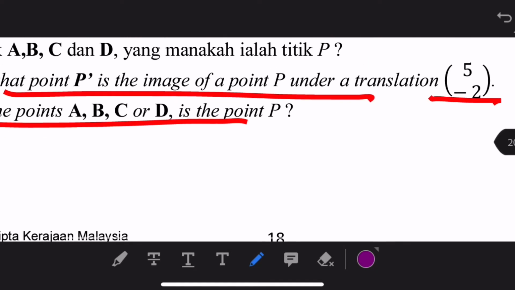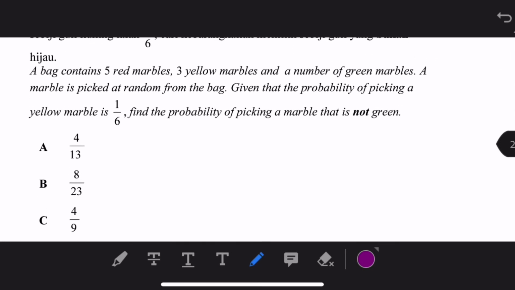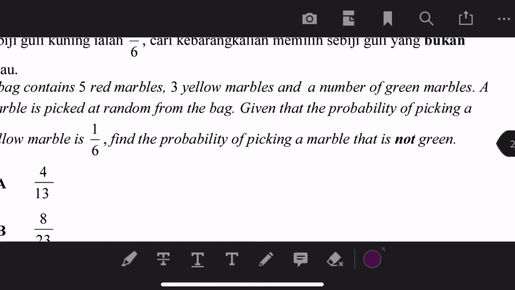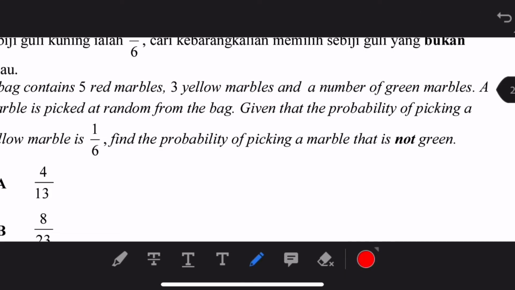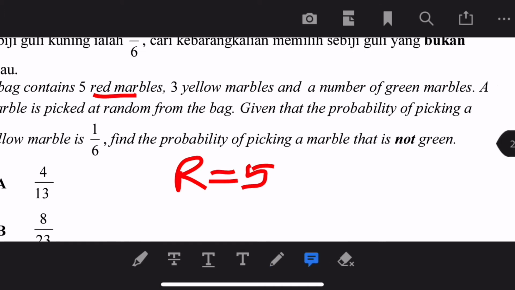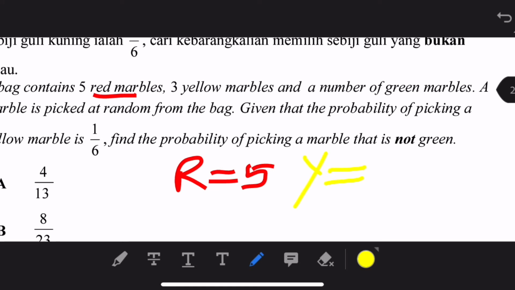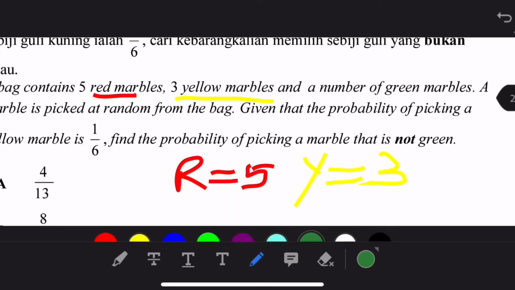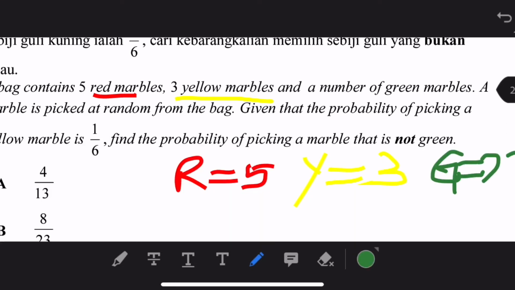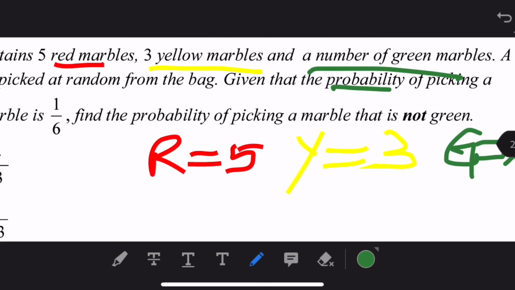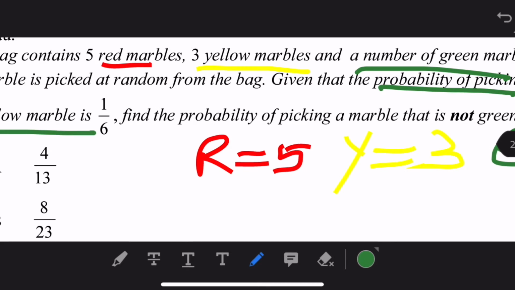Alright, so let's see. Next question is about probability. We have marbles, 5 red marbles. Okay, marble red we have 5. Yellow we have how many? Yellow we have 3, and then the green we have X, a number we don't know. And then the probability of picking the yellow marbles.